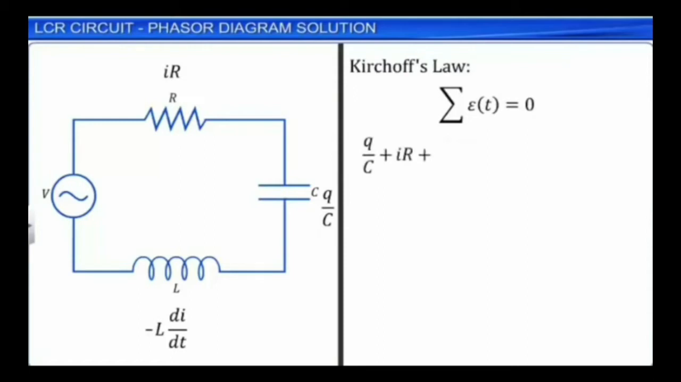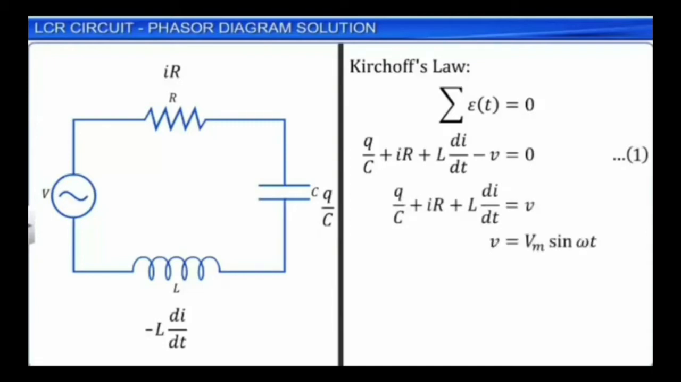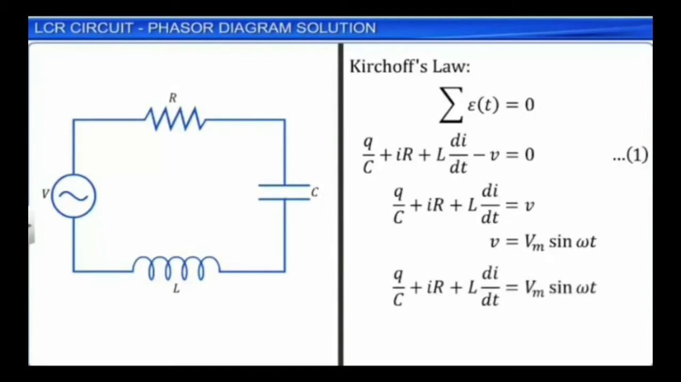Therefore, by Kirchhoff's law, we have Q by C plus IR plus L into di by dt minus V equal to 0, where V is the applied voltage. So, in simple words, Q by C plus IR plus L into di by dt equal to V, where V is Vm sin omega t. That is, the sum of voltages across L, C and R is equal to the applied voltage Vm sin omega t.